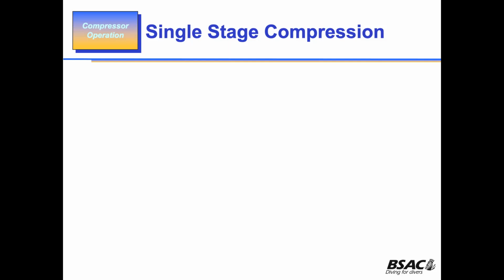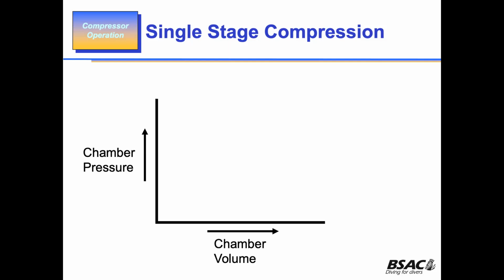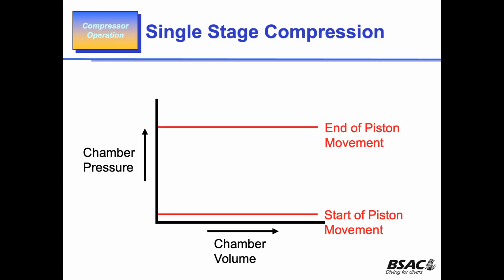All right. So that's a sort of example of a single stage compressor. Now, you've got the chamber pressure and the chamber volume. The perfect ideal on that is where the piston starts and where the piston ends, and that's the volume of gas that you are going to compress. And the ideal, best gradient that you can have is that one there.